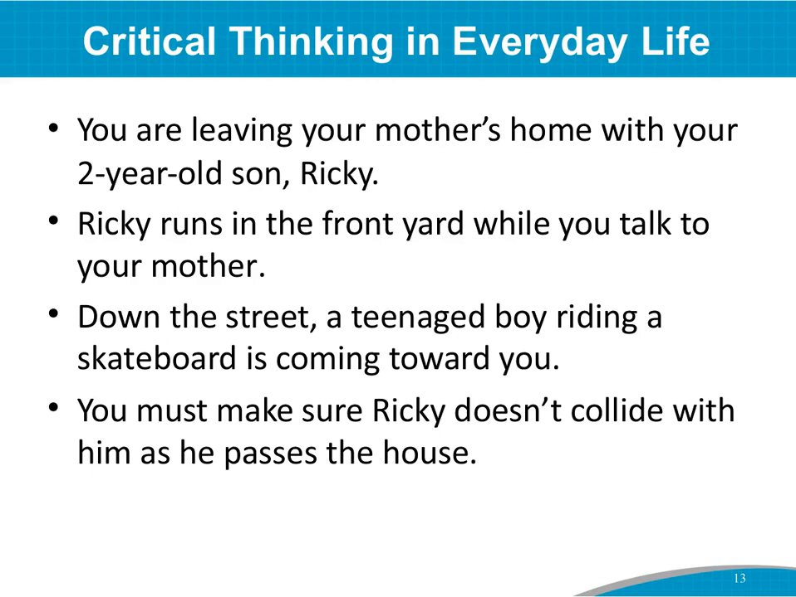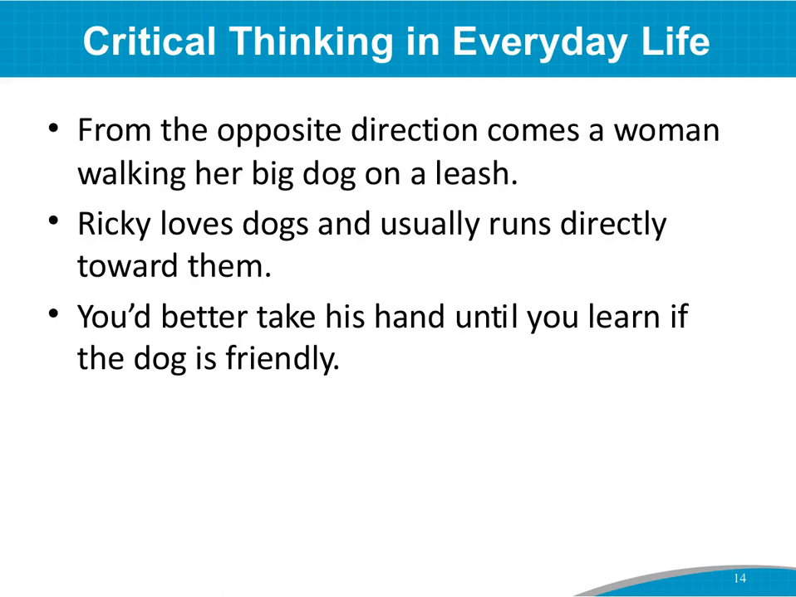Ricky runs in the front yard while you talk to your mother. Down the street, a teenage boy is riding a skateboard and he's coming toward you. You must make sure Ricky doesn't collide with him as he passes the house. From the opposite direction comes a woman walking her big dog on a leash. Ricky loves dogs and usually runs directly toward them. You'd better take his hand until you learn if the dog is friendly.